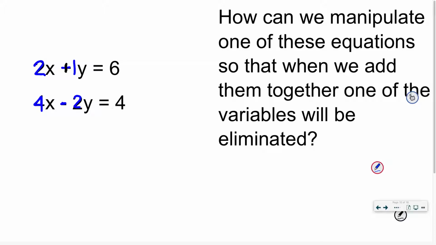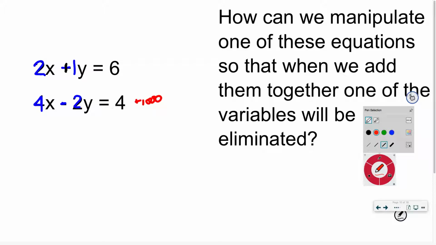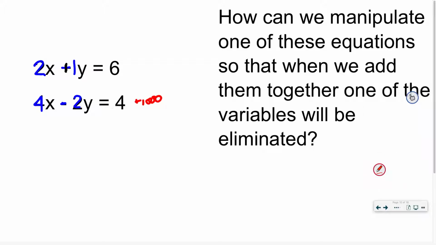Can I do something to this equation? Can I add 1,000 to this equation if I wanted to? Could I add 1,000 to this side of the equation? Yes, as long as I do it to the other side. I can do anything that I want, right? Because if I make sure I do the same operation to both sides, is the value of my variable going to change?